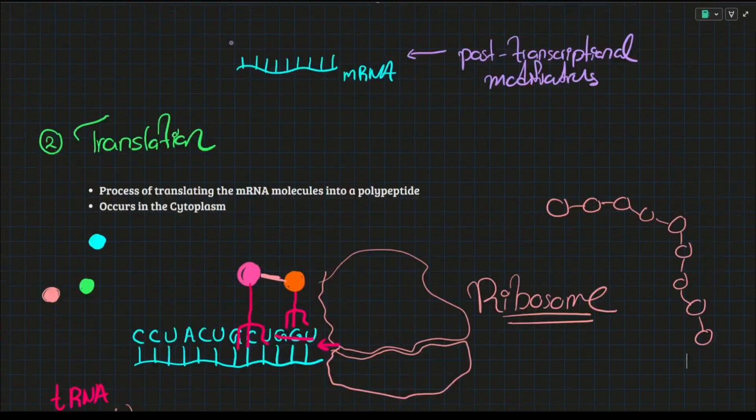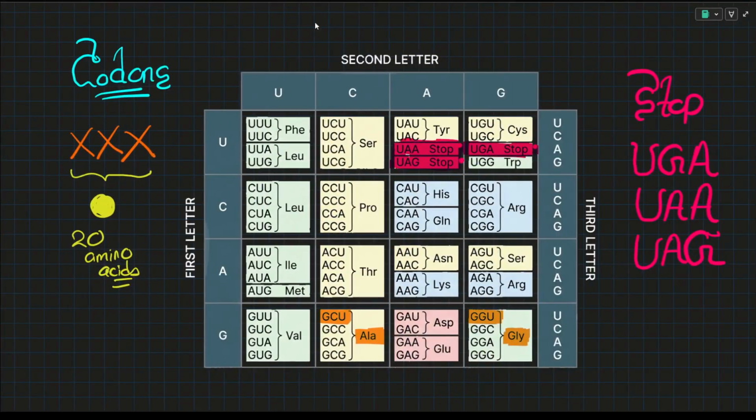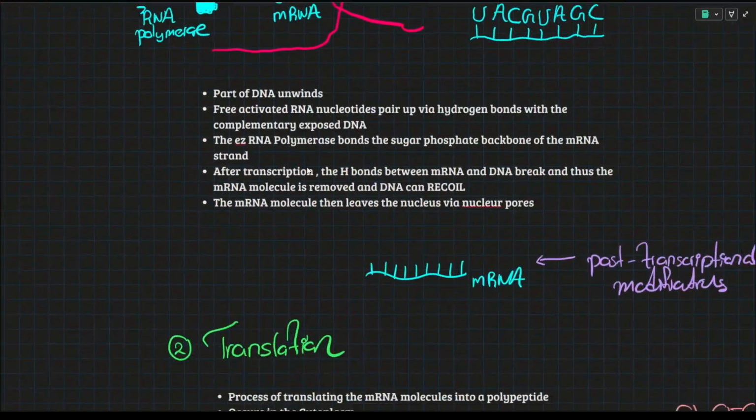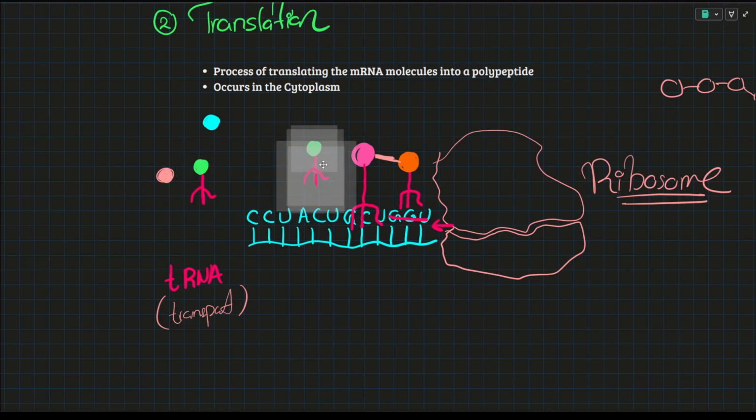Let's see what ACU would code for. You don't have to memorize this table at all. I'll repeat that. Now ACU is going to code for THR, which is known as threonine. Let's say that's the green one. Again, I need a transfer RNA molecule. Without that, the amino acids are not capable of moving. So he's going to come and bind like this. Let's make it large. Bind like this.